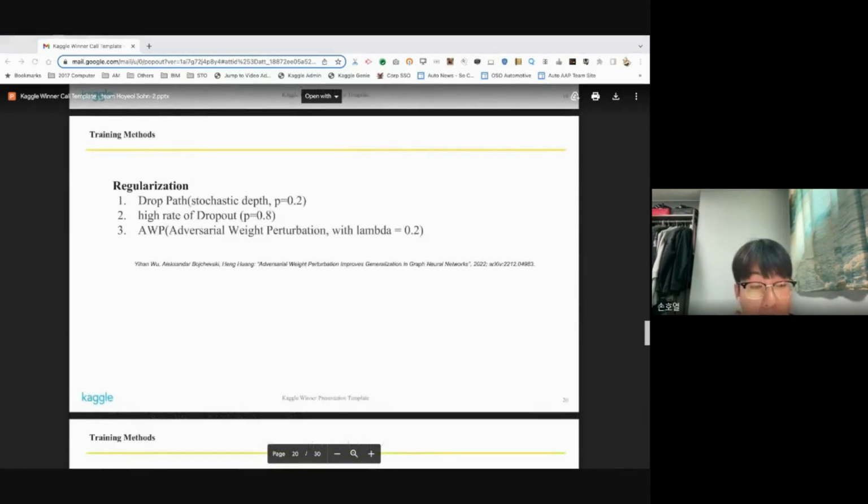As the model is trained from scratch, regularization played a crucial role. First, stochastic depth, known as drop path, and dropout were applied. Additionally, adversarial weight perturbation was applied. These regularization techniques played a crucial role in preventing overfitting. And if any one of them is omitted, noticeable performance degradation occurs. And next slide.